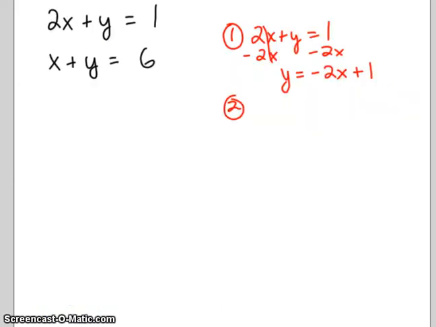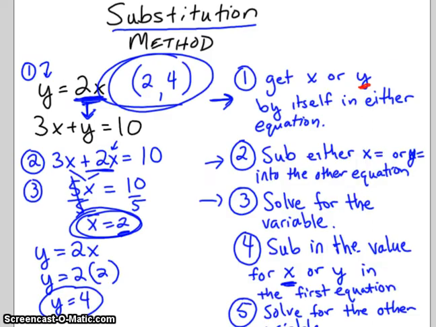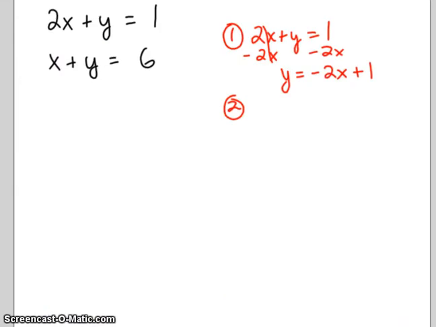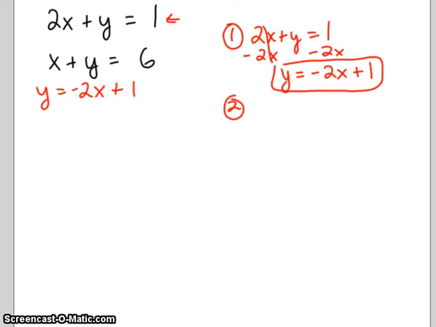Second step. Well, let's go back and look. Second step, sub either x equals or y equals into the other equation. Let's do that. We have y equals negative 2x plus 1, and I'll write this right next to the equations we had before. I don't want to cross this one out yet because I may use it later. So I want to sub in what y equals into the other equation for y. So we have x plus, instead of writing y, negative 2x plus 1, and that will equal 6.